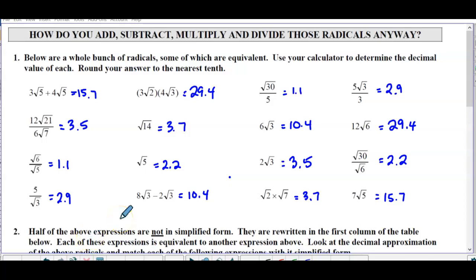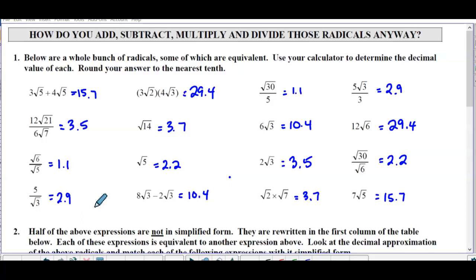Okay, how do you add, subtract, multiply, and divide those radicals anyway? So this sheet is just to see some patterns before we learn the actual operations. I have gone ahead and found the decimal form of each of these. Press pause and do that yourself. So practice entering these into your calculator, finding the decimal form, rounding to the nearest tenth.